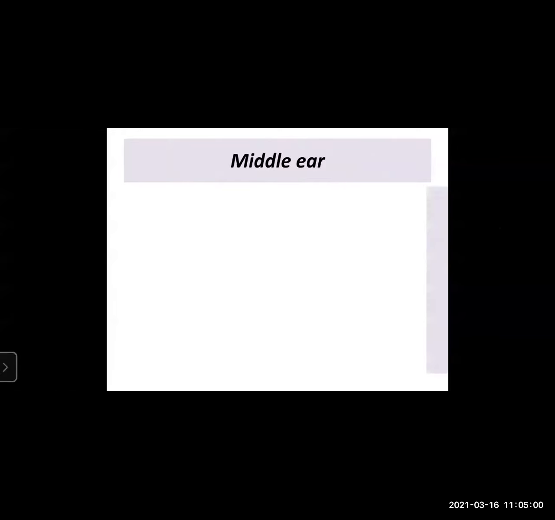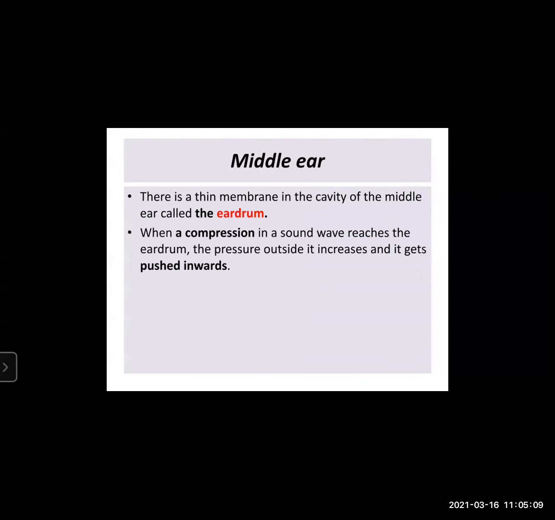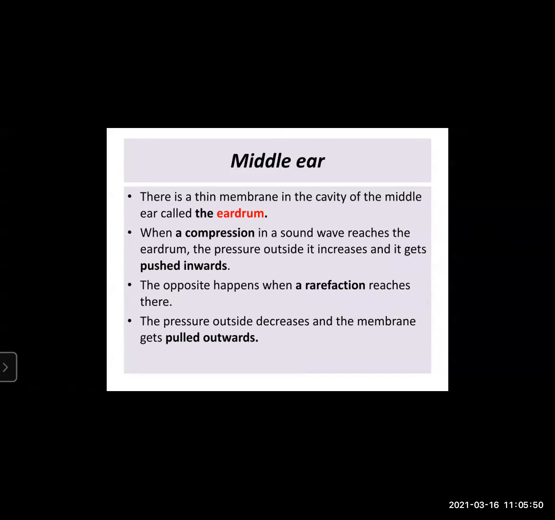Now, next is the middle ear. In the cavity of the middle ear there is a thin membrane called the eardrum. The function of that eardrum is to vibrate. When the compression in the sound wave reaches that eardrum, the pressure outside increases and the eardrum gets pushed inward. Then there will be low density or low pressure. It will push outward, to the relaxed position, and that pushing inward and outward will give the electrical signal. The pressure outside decreases and the membrane gets pulled outward. Sound waves cause the vibration of that membrane, the eardrum.